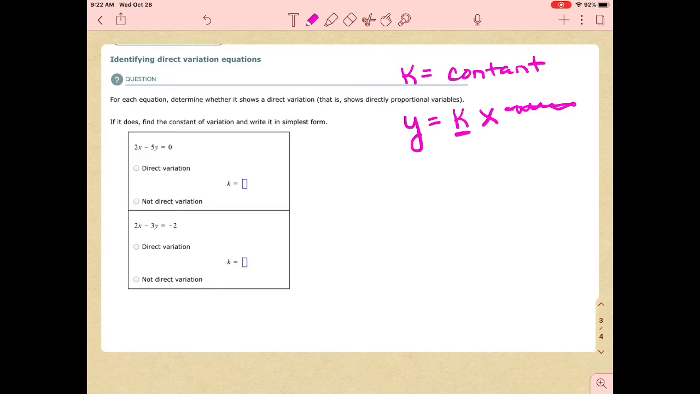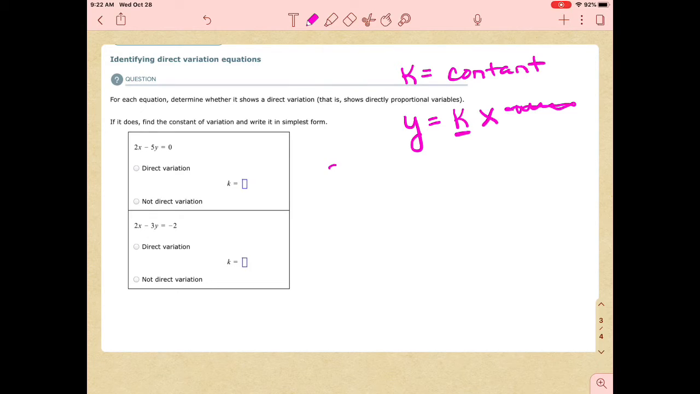Direct variation, just for a little background, is a relationship between an x and a y such that if x goes up, then y goes up. If x goes down, then y goes down. So it's like saying if I eat a lot of cupcakes, my weight will go up. If I don't eat at all, my weight will go down. Things like that. There are tons and tons of examples of this.